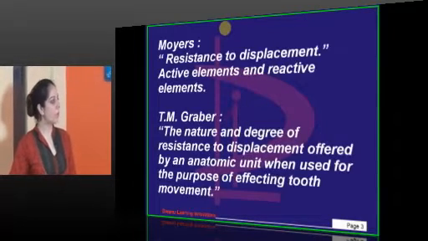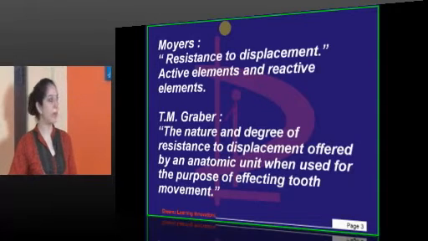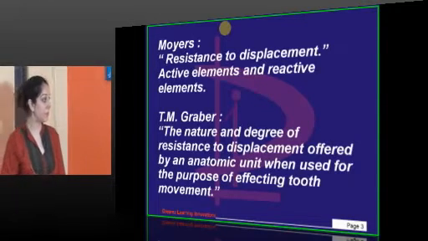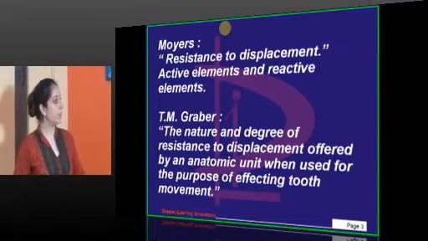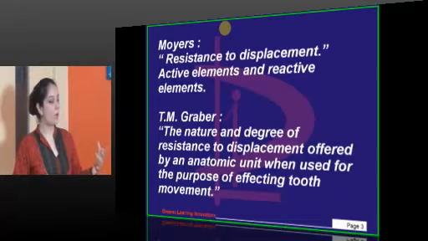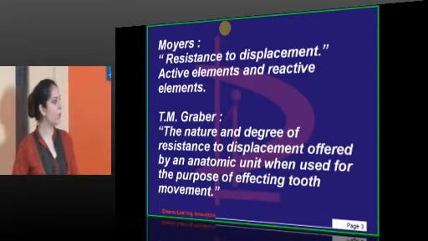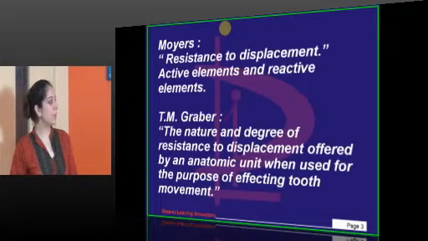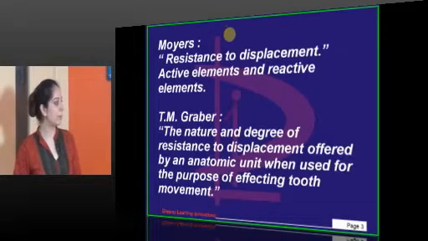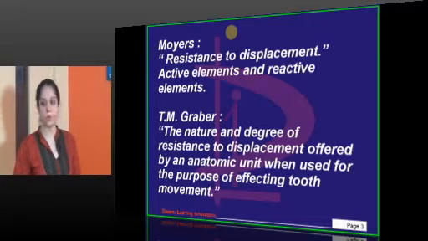Now according to Moyers, the definition of anchorage is resistance to displacement. He has categorized the units of the anchorage into active elements and reactive elements. According to Graeber, the definition is the nature and degree of resistance to displacement offered by an anatomic unit when used for the purpose of effecting tooth movement.